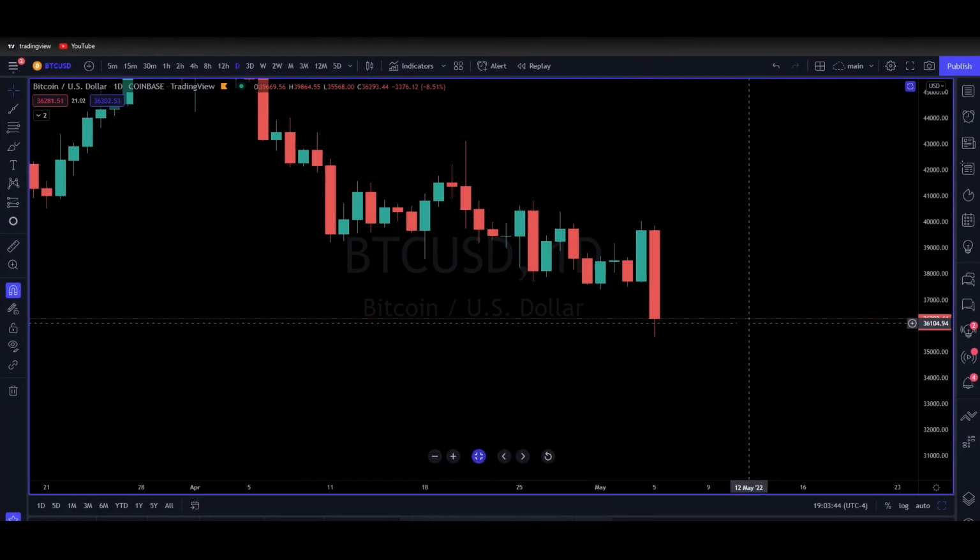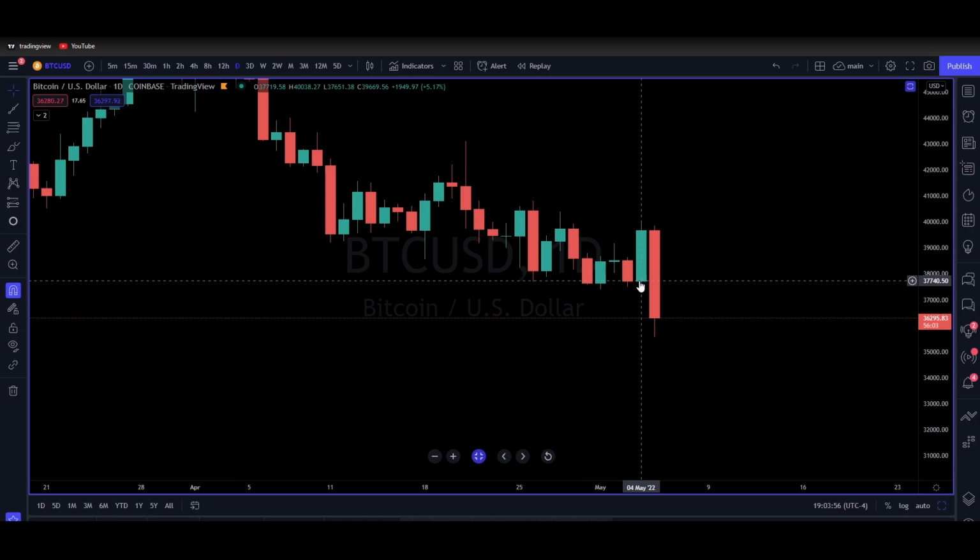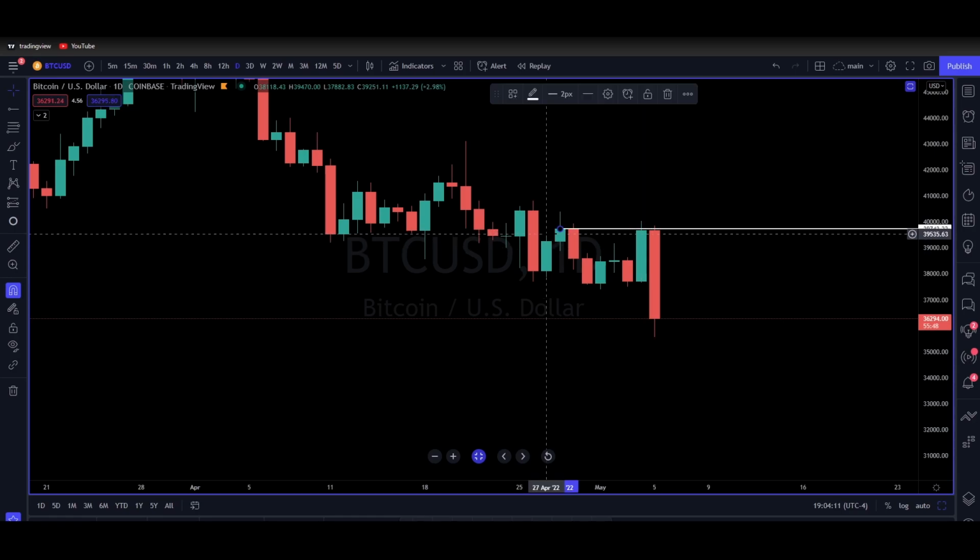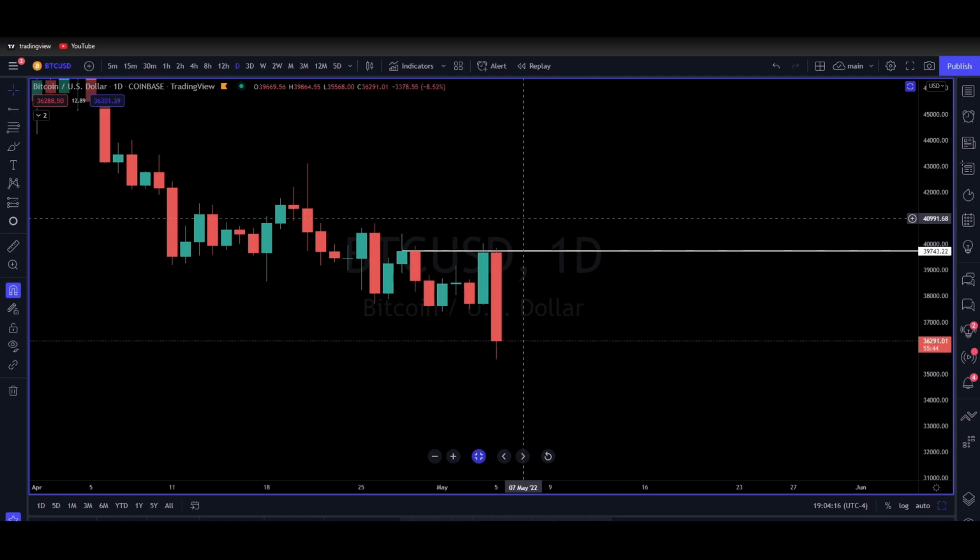Okay, welcome back. Here we are again on Bitcoin. We're going to use the same example, a trade that I took yesterday. Let's go on and see what we got here. So basically yesterday we had FOMC and the meeting was hawkish, but yet we got this bullish price action. So here is resistance. I've identified daily resistance. We are now on a daily time frame.